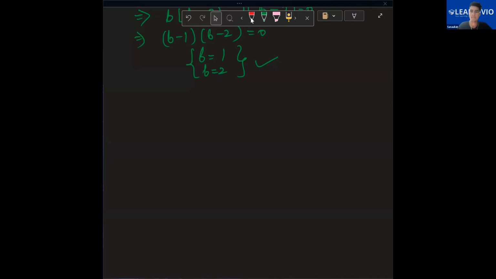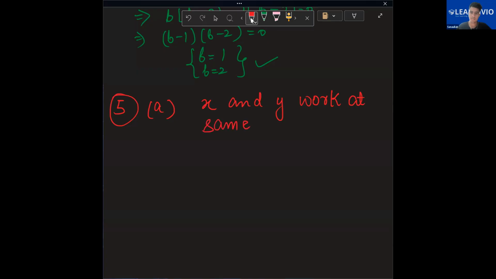First of all, the A part comes, that is x and y work at the same place. This is the given statement. What do you have to prove? No, you do not prove anything. You just have to check whether the relation is reflexive, symmetric, or transitive.